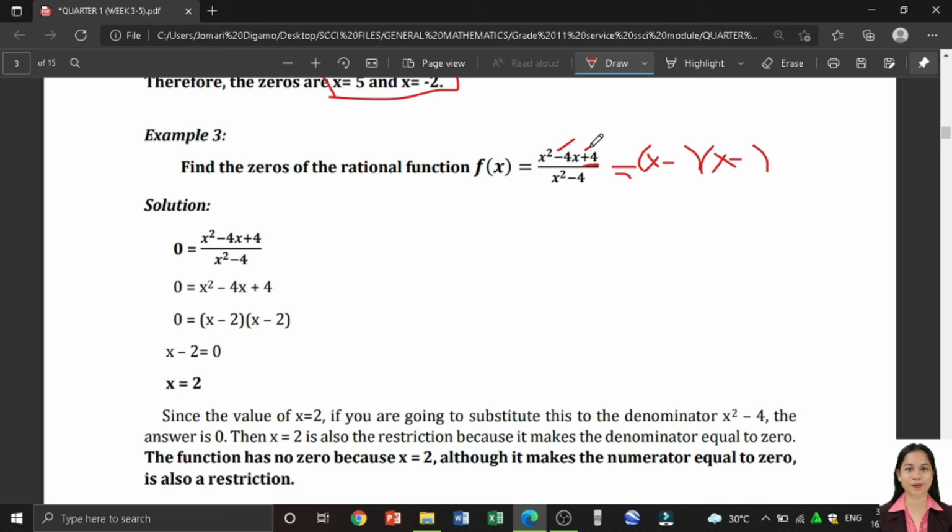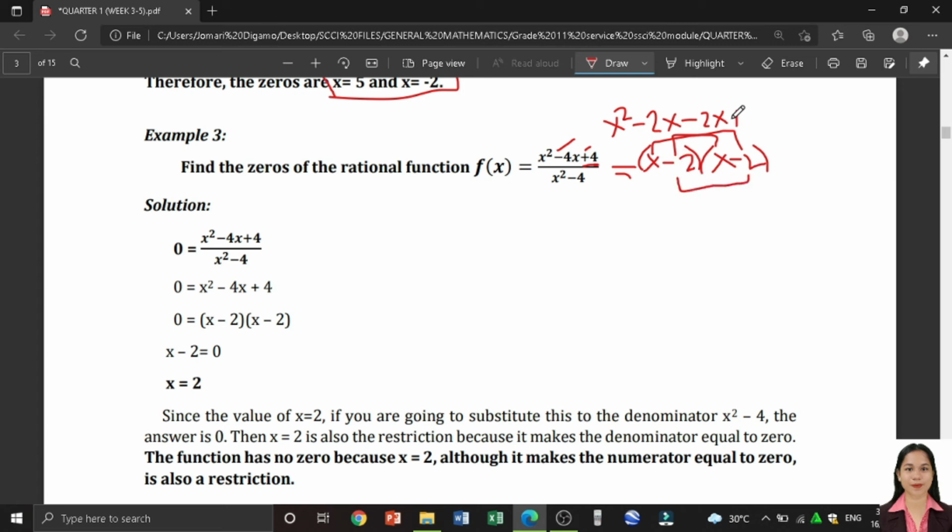Okay? Next is, let's factor 4, positive 4. What are the factors of positive 4 that when you add, the answer is negative 4? So, we have here 2 and 2. Okay. So let us check this using FOIL method. X times x is x squared. So we have here x squared. Next, x times negative 2 is negative 2x. Then negative 2 times x is negative 2x again. Then the last term, negative 2 times negative 2 is positive 4.